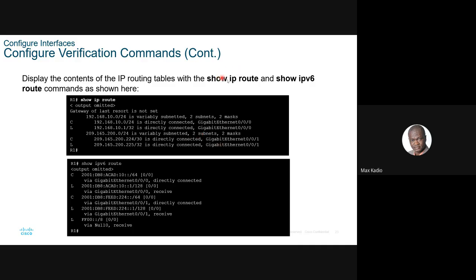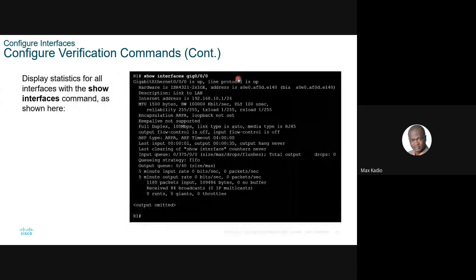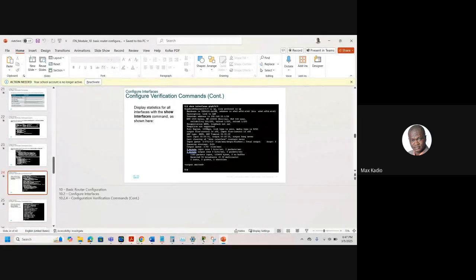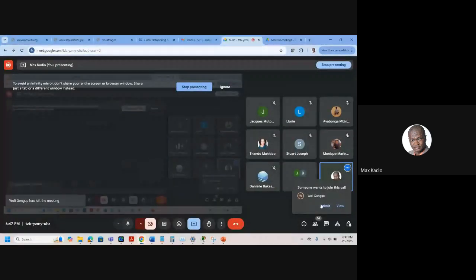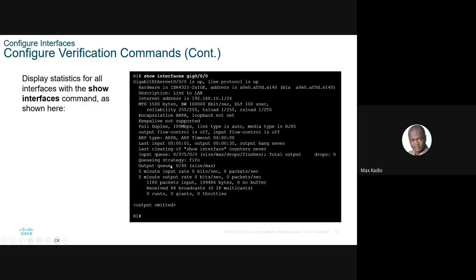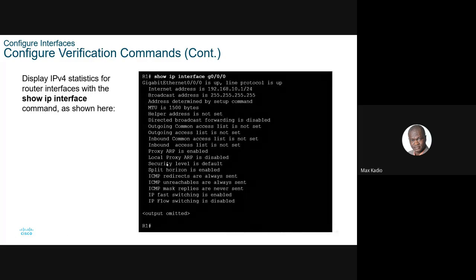So this one is about show IP route, very important. And show interface. Show interface and the interface name. It will give you a lot of information about that interface. Who wants to log in? It will show you a lot of information about that interface. Show IP interface, and yeah.